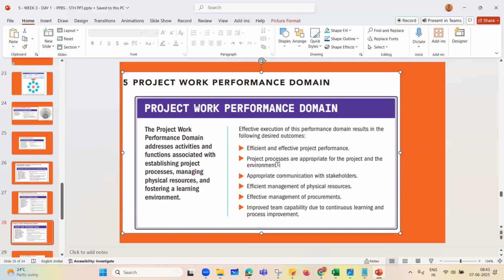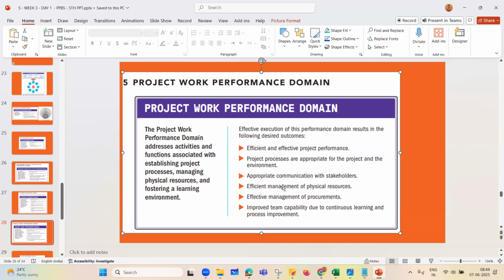Just now I spoke about the empirical process. Based on that, you continue to define, adjust, do, and check, and again act upon them. So that defines all the processes are well in line. When it comes to the action part, it means you continue to execute the project tasks, manage the changes, and ensure what the project is expecting you to deliver as per the plan.